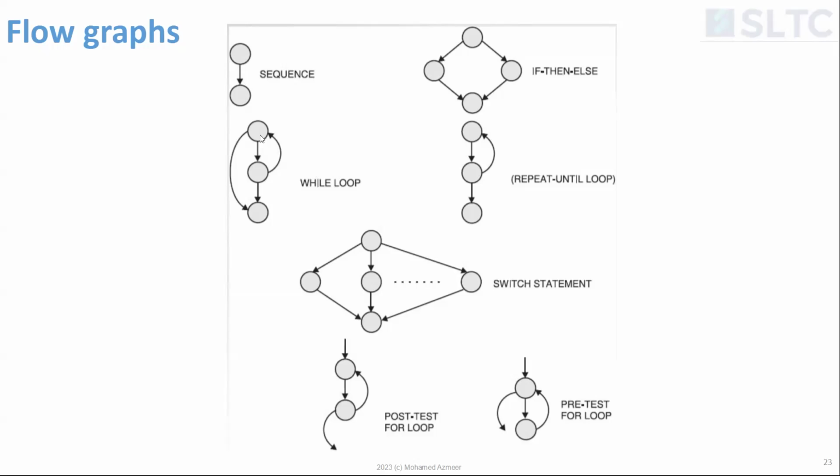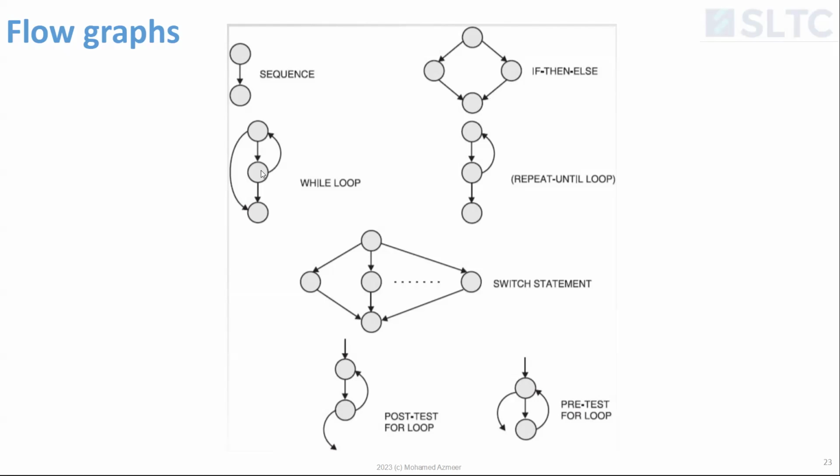While loop is it goes from here to here, and then this is where we will be asking a question. So if the question is true, we go back here and then come here again. So when the question is false, we come to this one here. Similarly, if then else has two paths, right? True and false path, and then come here.